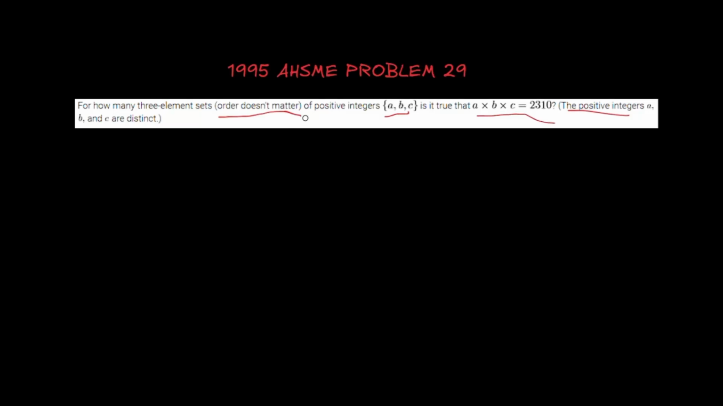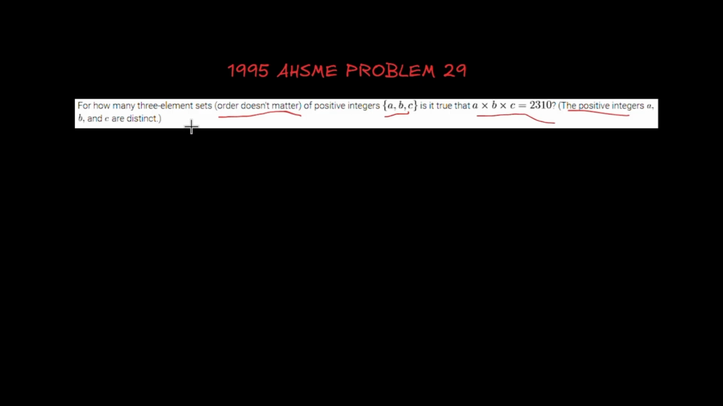This is a 1995 AHSME problem 29, and this is what it says. For how many three-element sets, order doesn't matter, of positive integers a, b, c, is it true that a times b times c is equal to 2310? The positive integers a, b, and c are distinct.